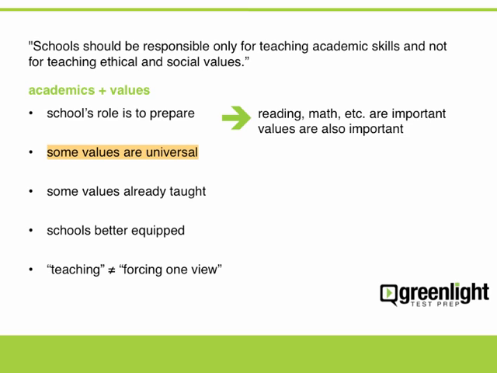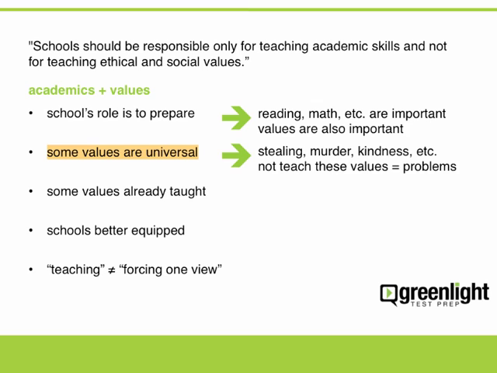What about the next point, about some values being universal? Why is this a valid reason for adopting our position? Well, we might give some examples of how values related to stealing, murder, and kindness are universal and should be taught. We might also discuss the societal problems that might arise if schools do not teach these universal values.